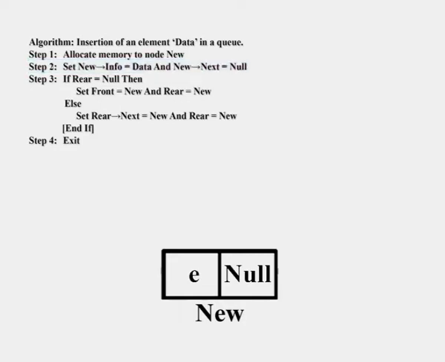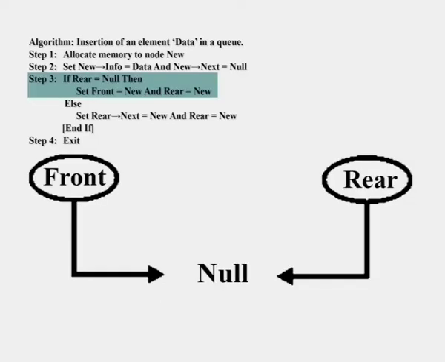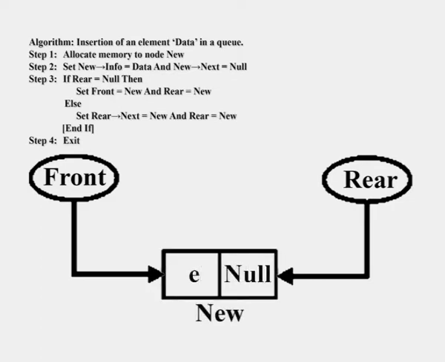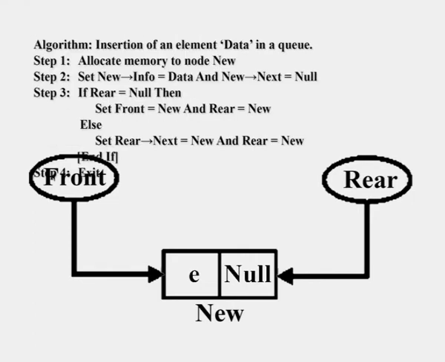Two cases arise while inserting this node new. First, if the linked list is empty, in this case both the front and rear variables will be null. So, after insertion of node new, both variables front and rear will be set to the address of the newly inserted node new as shown here.